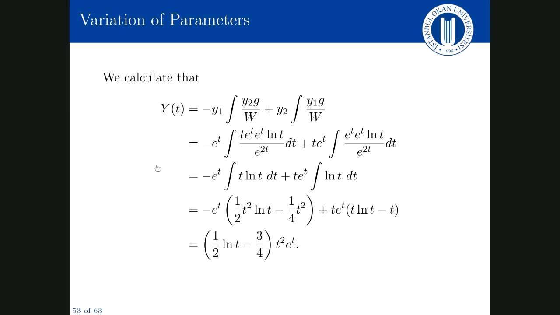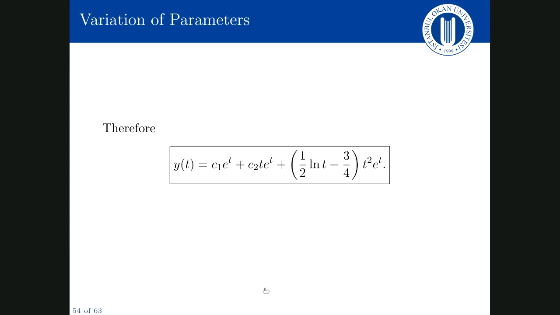For the first integral, we need to use integration by parts. For the second integral, I rely on you remembering from calculus 2, mathematics 2, that the integral of ln t is t ln t minus t. And when we simplify this, we get (1/2 ln t minus 3/4) t squared e to the power t. Therefore, we have the general solution to the non-homogeneous equation. First, the general solution to the homogeneous equation, and then plus the particular solution which we've just found.